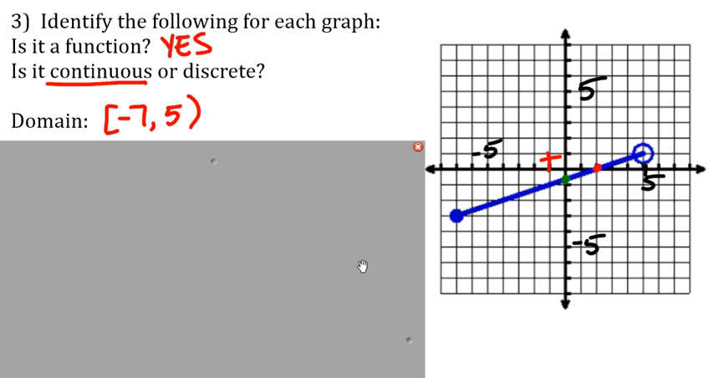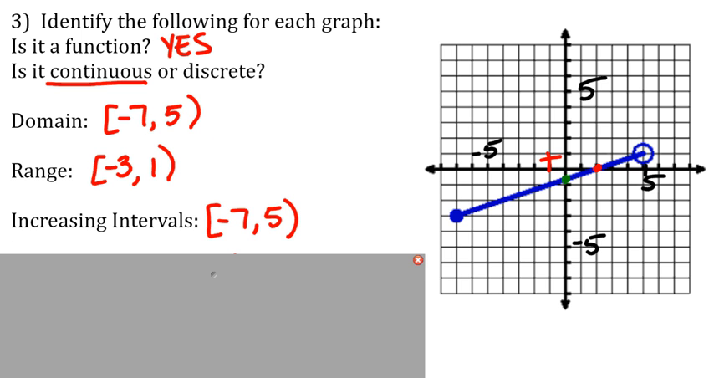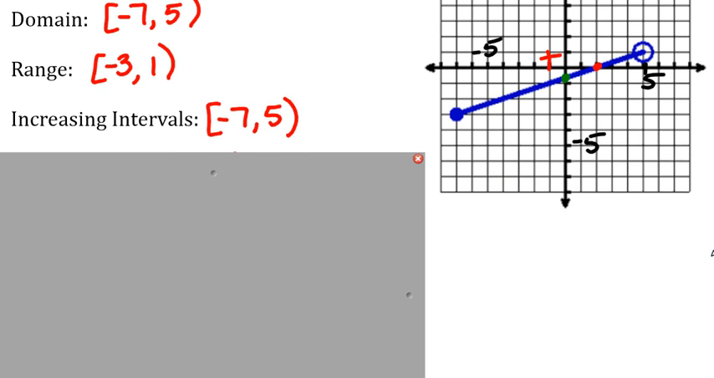My range, my lowest value here, -3, and it's included, so bracket. Highest value, 1, but it's open, not included, I need a parenthesis. Increasing interval, well, the entire function is increasing from beginning to end, so my increasing interval will look similar to what I have for my domain. I do not have any decreasing intervals or constants, so we would say none or not applicable.